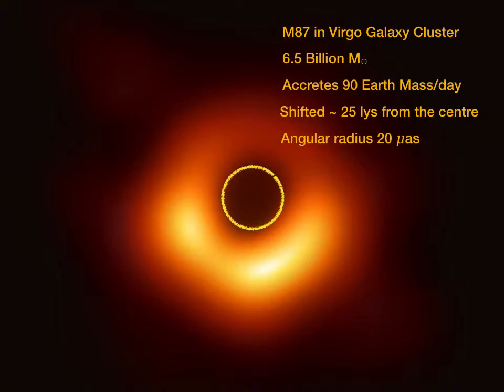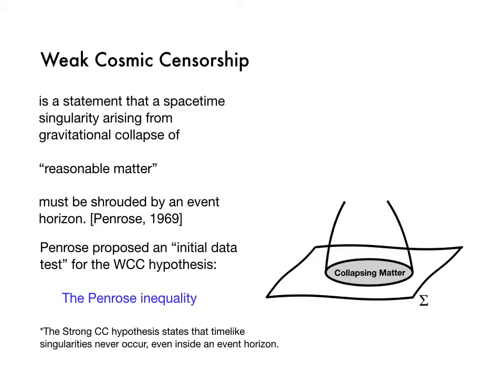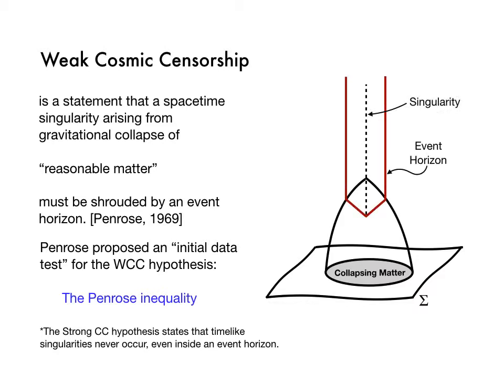So how is this important with respect to our own research? There is a statement in general relativity referred to as the weak cosmic censorship hypothesis. It's a statement that a space-time singularity arising from gravitational collapse of reasonable matter must be shrouded by an event horizon. The statement was given by Roger Penrose in 1969.